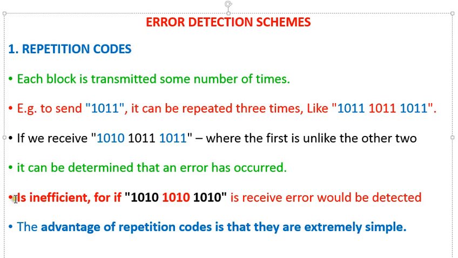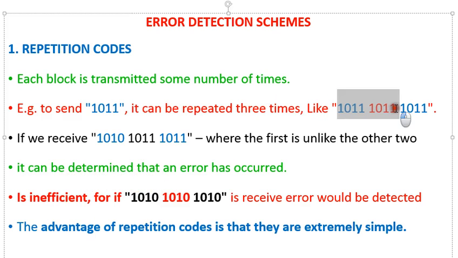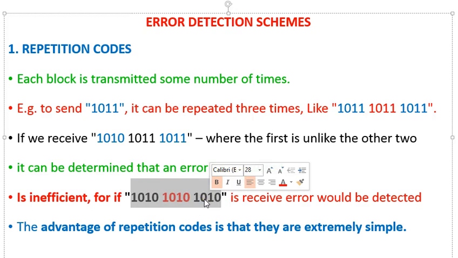Then this method is insufficient. Why is it insufficient? This is the reason. Supposing we sent this data, 1011 1011 1011, 3 times. But when they arrive at the receiver, it receives something like this: 1010 1010 1010. You see, all the three are the same, but they are different from the originally sent data.